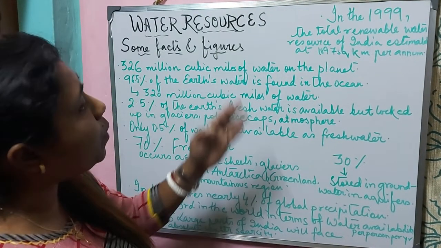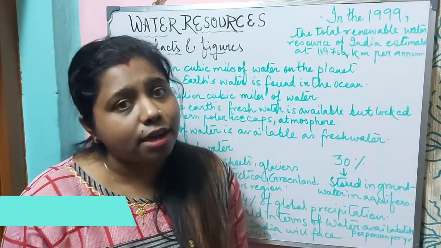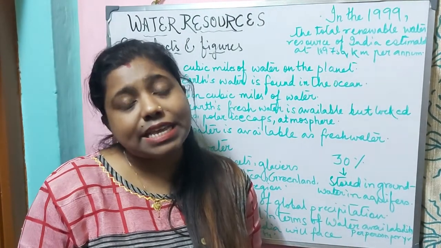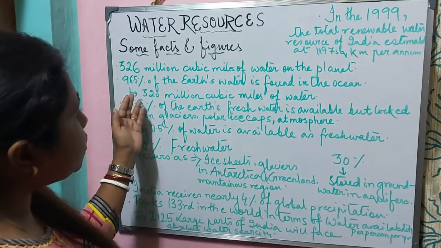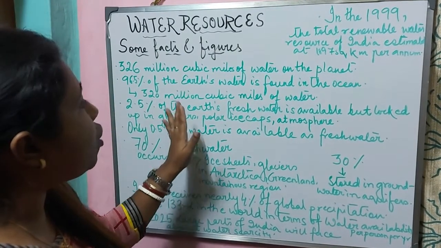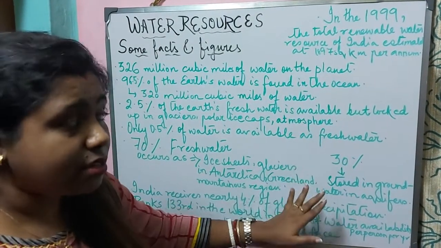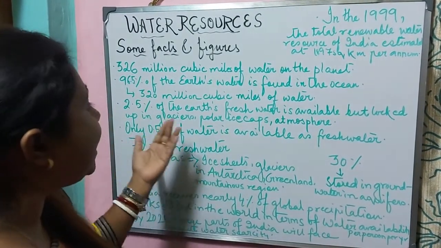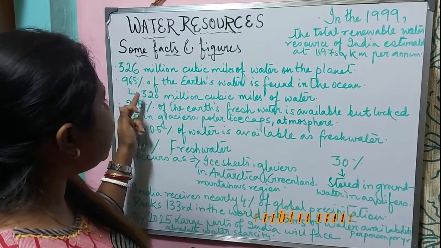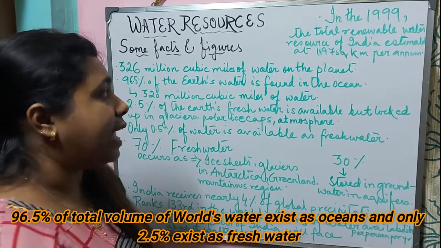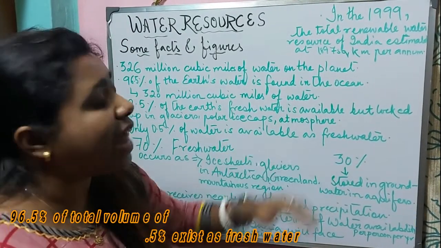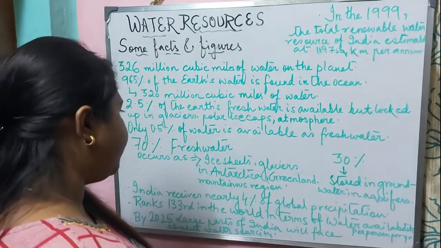Around 3 to 6 million cubic miles of water are available on the planet Earth. According to the United Nations World Water Development Estimation 2003, 96.5% of the Earth's water is found in the ocean and 2.5% of the Earth's fresh water is available. But this cannot be used because it is locked up in glaciers, polar ice caps and atmosphere. 96.5% means 320 million cubic miles of water that is found in the ocean. Only 2.5% of water is available as fresh water and that can be put into use.